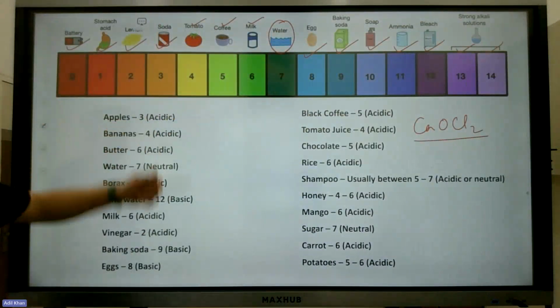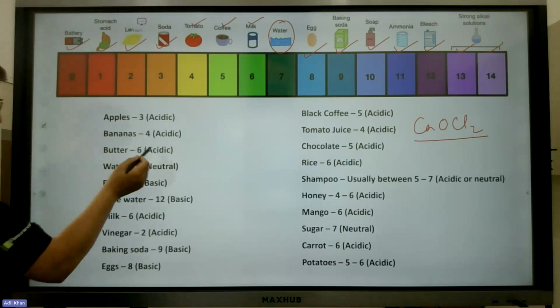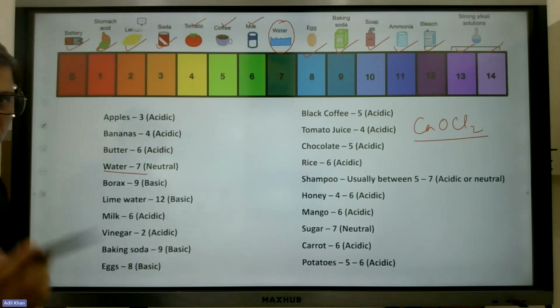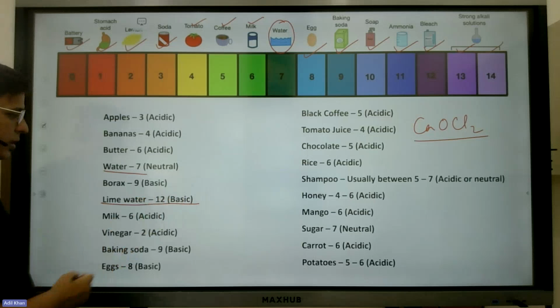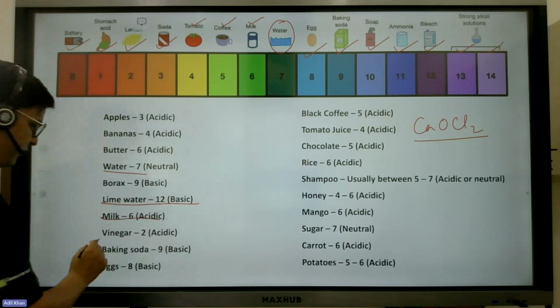These are the values. Apple, it is acidic, 3. Banana, it is 4. Butter, it is 6. Water, I'm talking about distilled water, not tap water or the river water or the ocean water. They will have different values. Lime water 12. Lime water is what? Calcium hydroxide, not lime juice. Milk is around 6. Vinegar is 2.